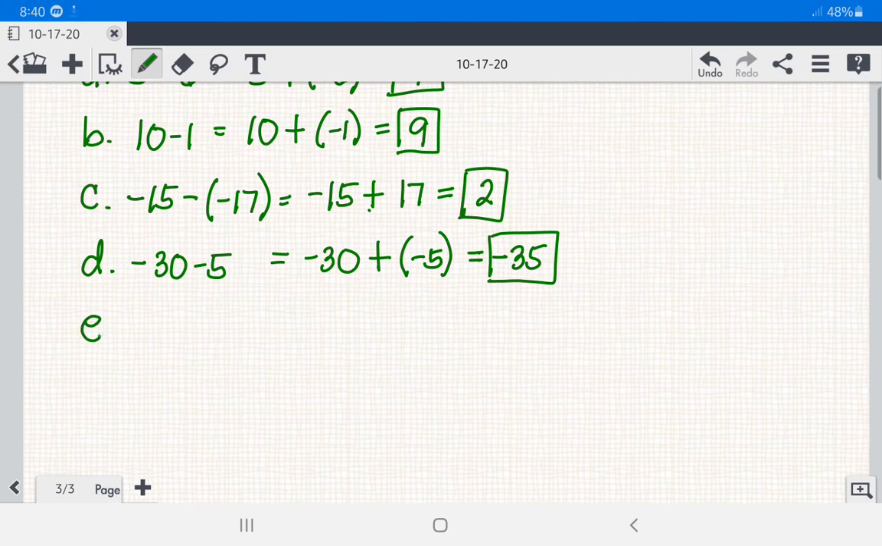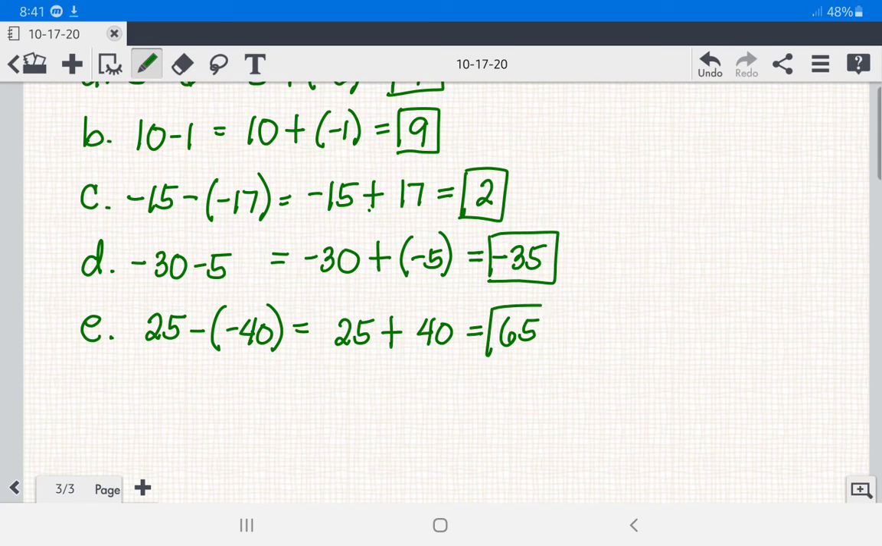Next, letter E. Let's say we have 25 minus negative 40. Okay. So, here you're going to copy 25 plus, change the sign of 40, the subtrahend, or get its additive inverse. So, the additive inverse of negative 40 is positive 40. Then, we have here now 25 plus 40. We have 65. So, the answer is positive 65.